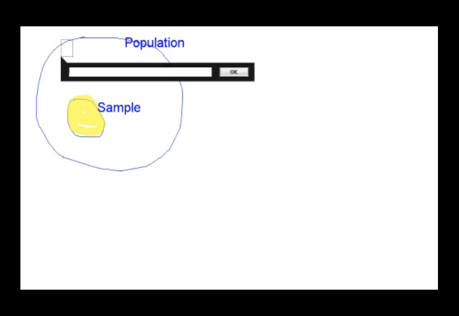Let's assume this population consists of 200 students. And now we want to study and understand the average height of these 200 students, or we want to enumerate the average height of this population. So what we do is we pick up a sample of 20 students.